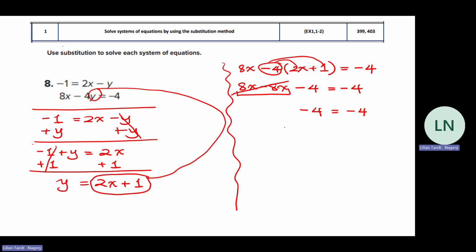And this will be infinitely many solutions because my values are the same.